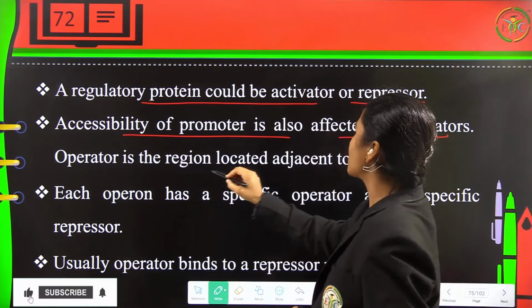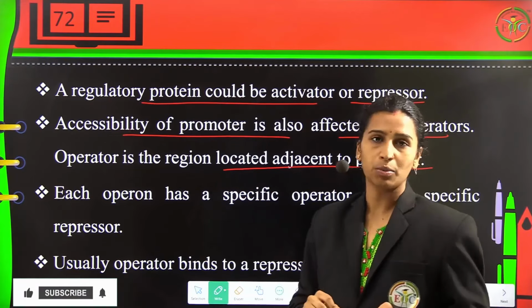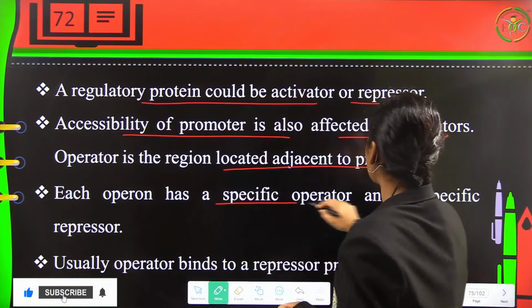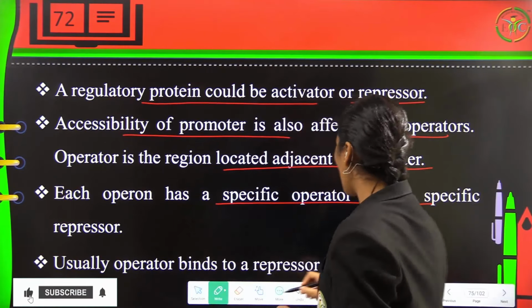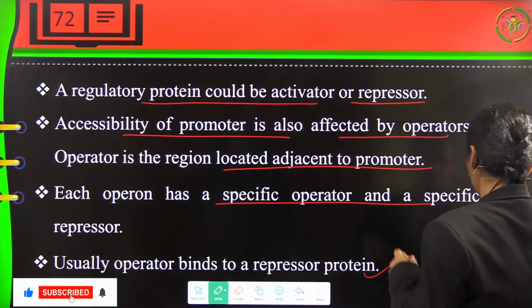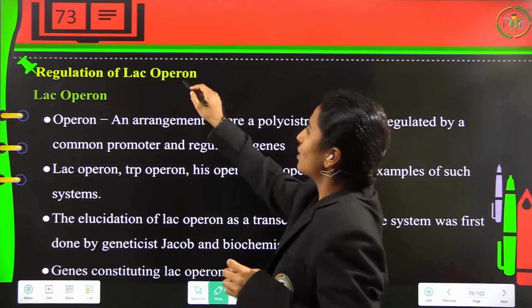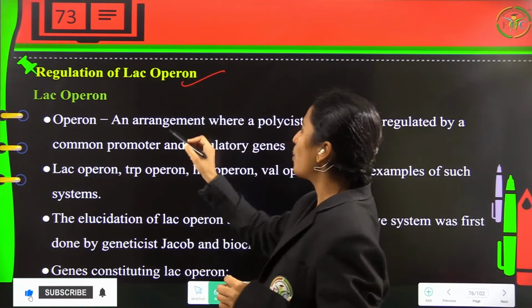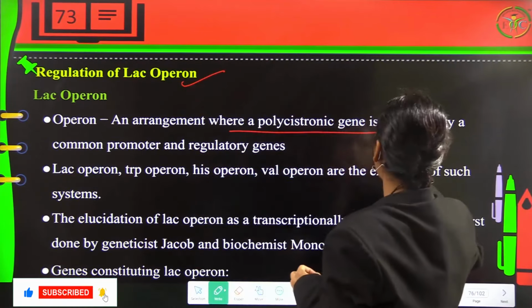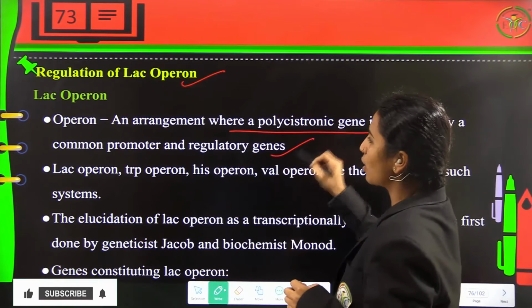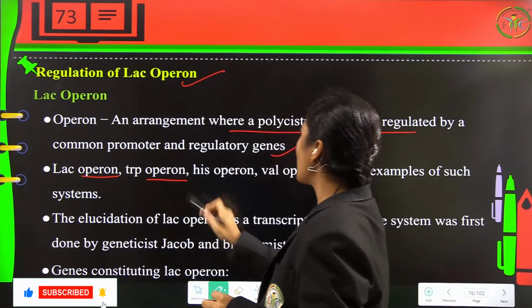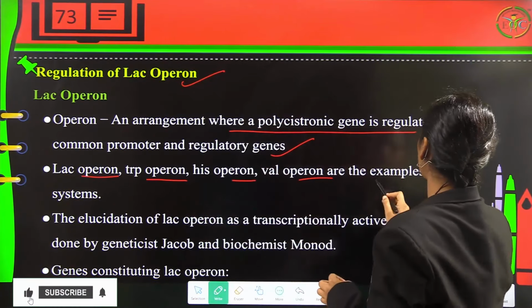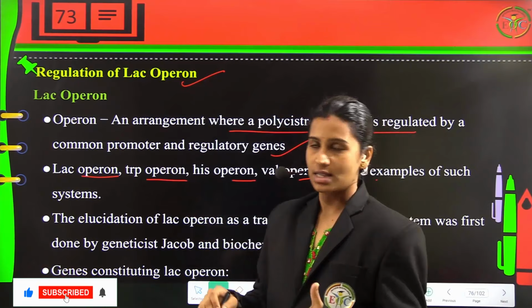Now, the operator is a region located adjacent to the promoter, and each operon has a specific operator and a specific repressor; usually the operator will bind to the repressor protein. Now, regulation of the Lac operon. An operon is an arrangement where polycistronic genes are regulated by a common promoter and regulatory genes. The Lac operon, Trp operon, His operon, and Val operon are examples of such systems.